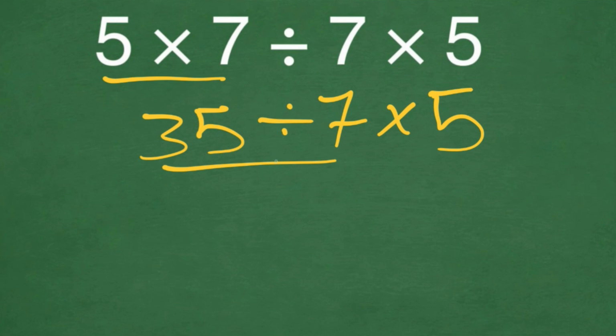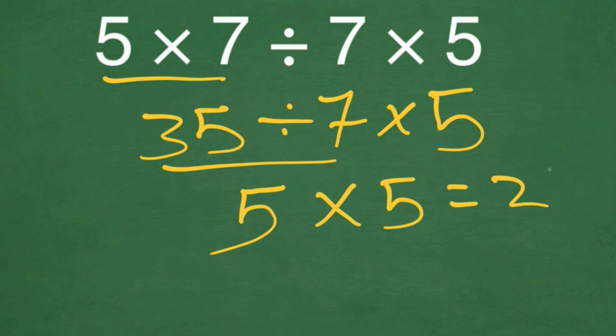So 35 divided by 7 is 5. And 5 times 5 is equal to 25. So the final answer to this question is 25.